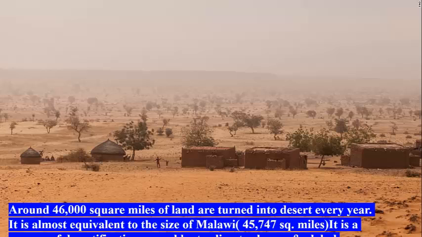Around 46,000 square miles of land are turned into desert every year. It's almost the size of Malawi, which is 45,747 square miles.